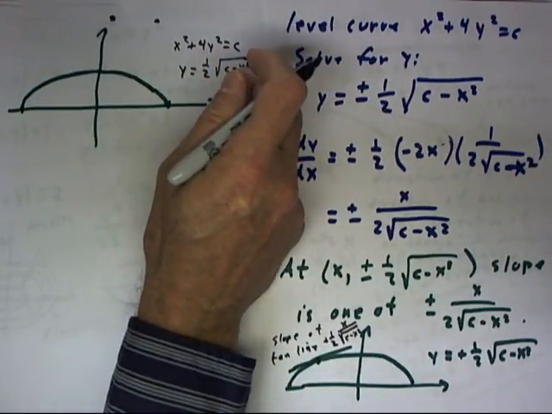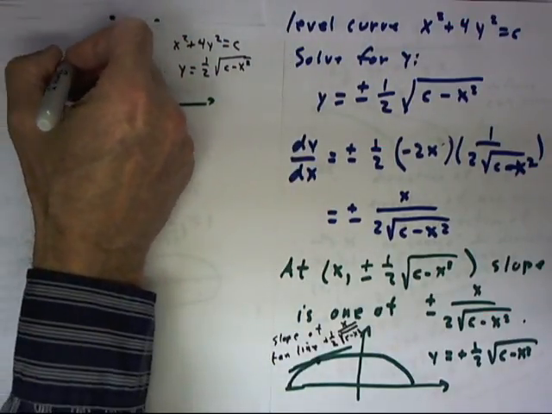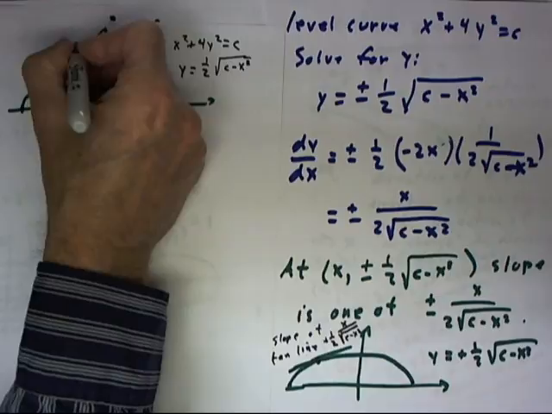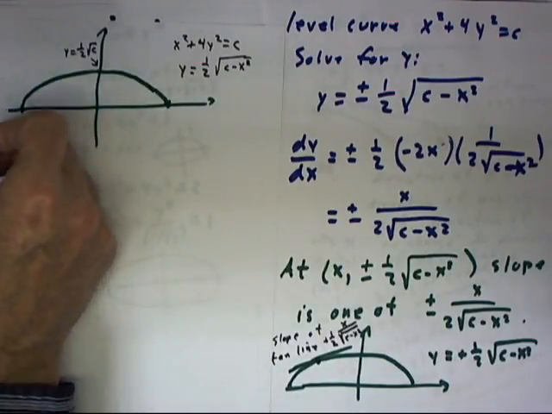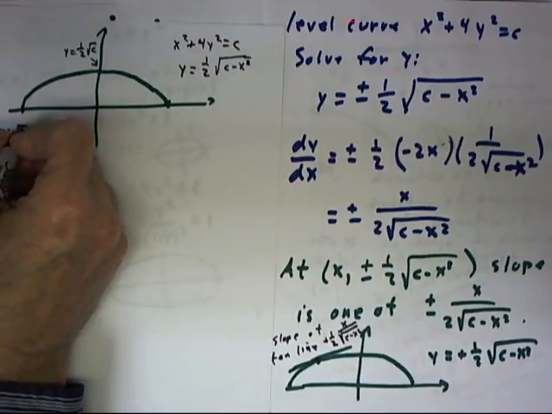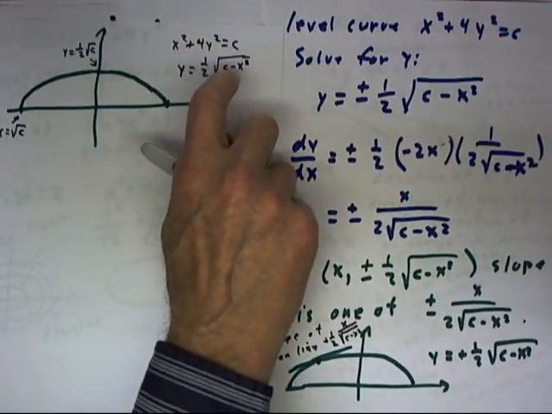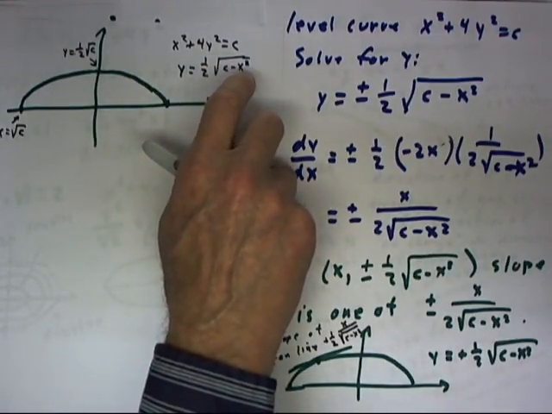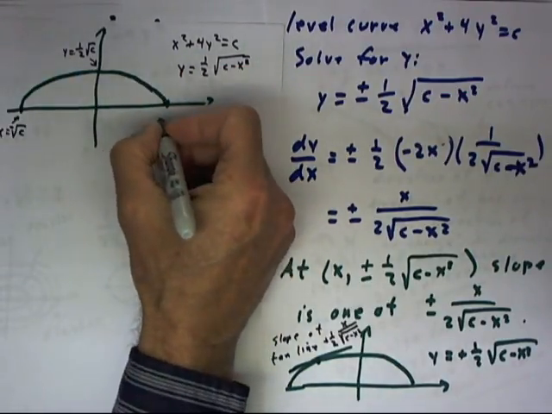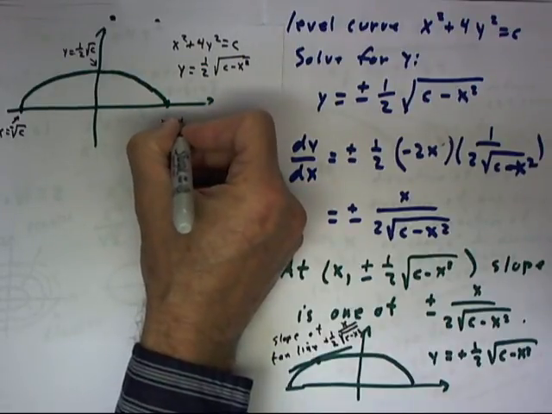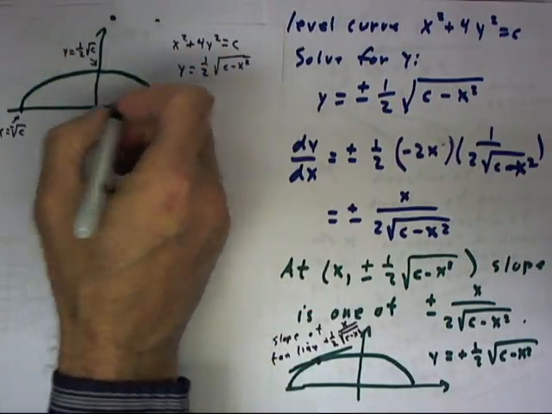If x equals 0, then y is 1/2 the square root of c. So here y equals 1/2 square root of c. At this point, x equals the square root of c. This is the point where y equals 0. y equals 0 if c minus x squared is 0, which occurs when x is plus or minus the square root of c. And actually in this case, x is negative square root of c here, and here we have x equals plus the square root of c, just to get oriented with regard to this picture.